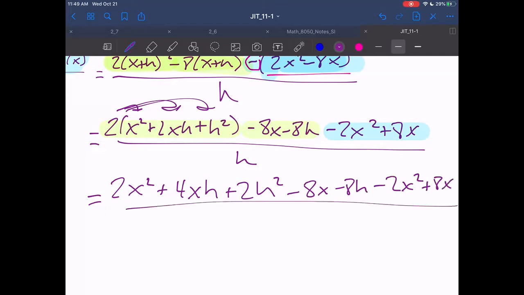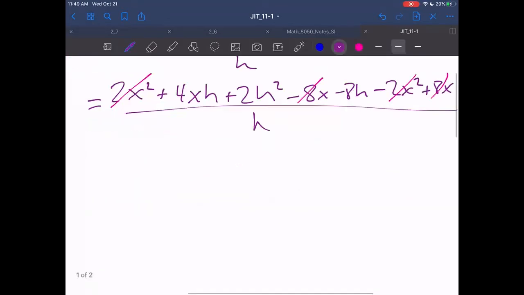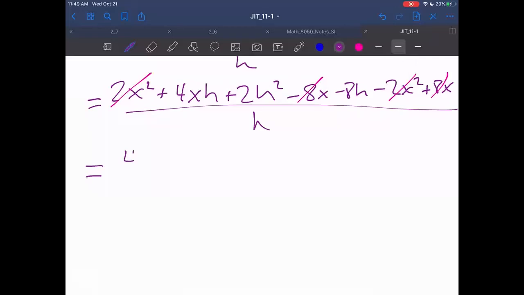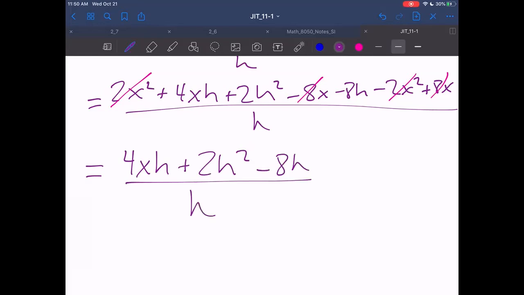Anytime you're doing these difference quotients, we're looking for things to cancel. A lot of times you'll have to expand everything out, and then you should be able to cancel a lot of stuff. Like we've got a 2x squared here and a minus 2x squared. We've got a negative 8x and a positive 8x. And so then what we're left with is 4xh plus 2h squared minus 8h, all divided by h.